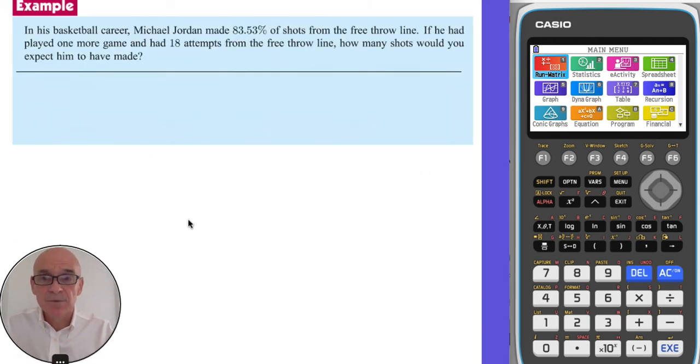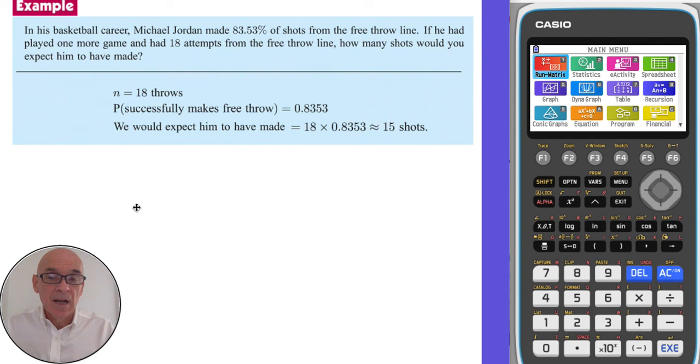In this last example, we're told the percentage of shots that Michael Jordan made in his career was 83.53%. From that we can write down a probability. It says if he played one more game and had 18 more shots from the free throw line, how many shots would we expect him to have made? Again, using the same calculation, multiplying the probability by the number of trials, that means multiplying 0.8353 by 18, giving us approximately 15 shots.